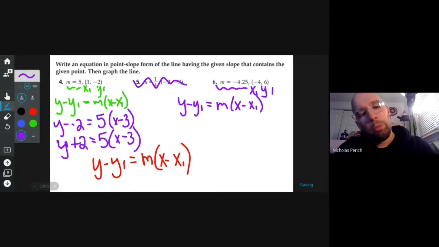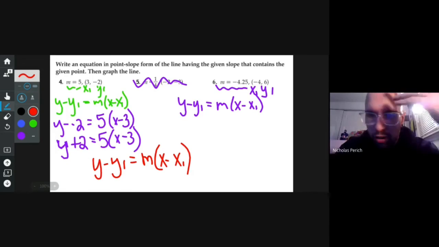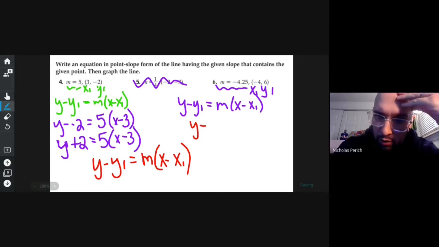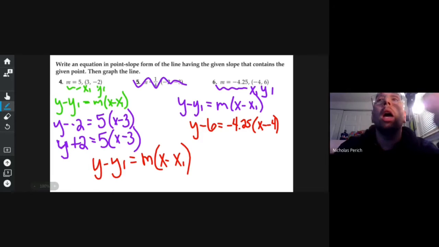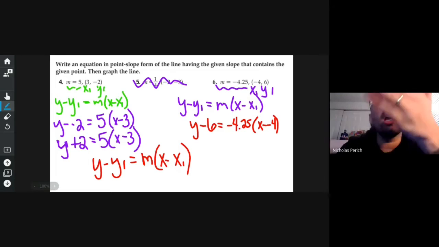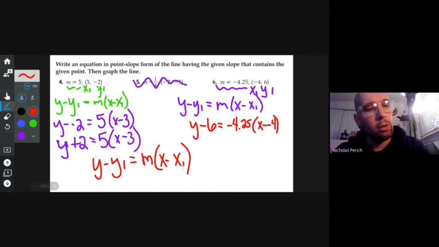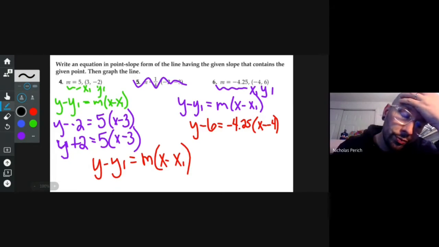If I were to plug stuff in, y sub 1 is 6. Y minus 6 equals m, which is -4.25, times x minus -4. Are you with me on that one? And what's the one thing that I need to change here? You can type it out quick or you can say it quick. What's the one thing I need to change before I'm happy with this answer? Addition is correct.